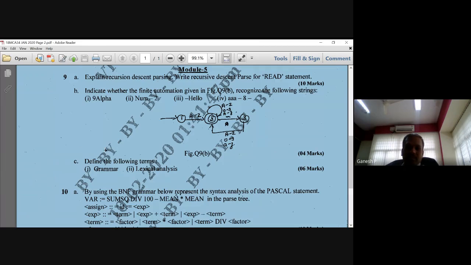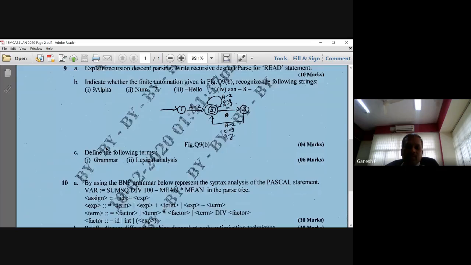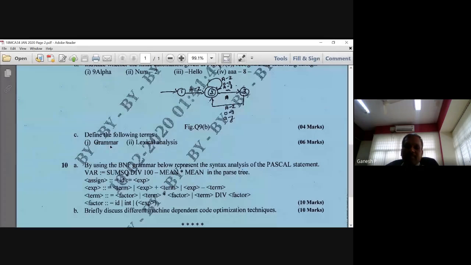Next and last question of module 5: using the BNF grammar, represent syntax analysis for the Pascal statement. This you have done many times. The statement is var sum dq. Syntax analysis is nothing but a parse tree. But if you write one parse tree, you will not get 10 marks. You have to develop multiple parse trees.